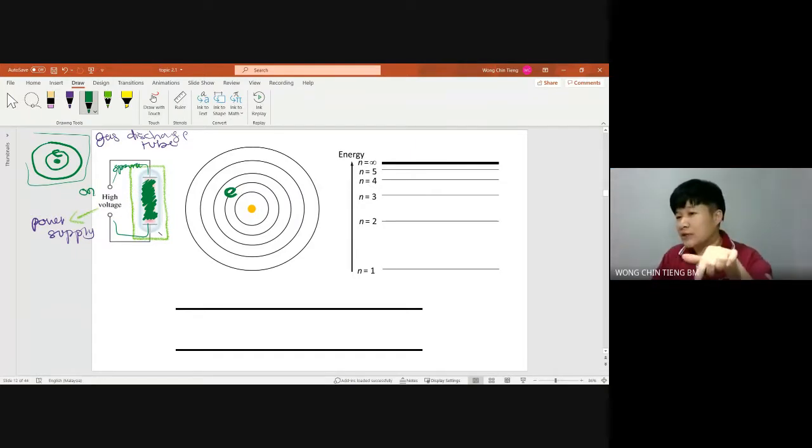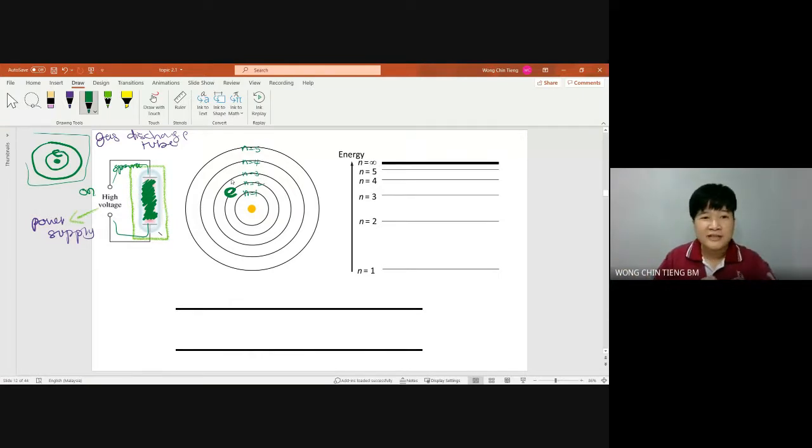Sebab tu saya tak suka kamu cerita guna perkataan-perkataan energy level increase. Energy level takkan increase. N equals to 1, forever N equals to 1. N equals to 2, forever N equals to 2. Betul? Energy level takkan increase. Dia akan duduk kat sana sebagai whatever it is. Yang akan increase adalah energy level of the electron. Okay? Energy level of the electron increase.